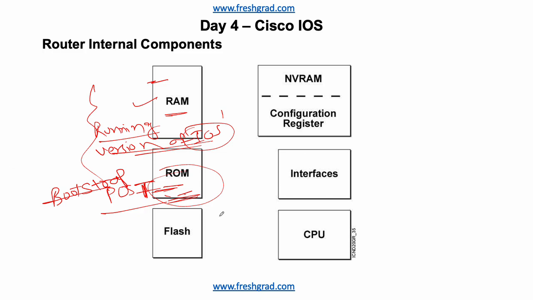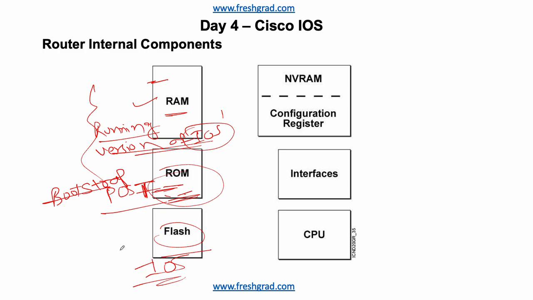And now what is flash memory here? Flash memory is generally used for all the IOS images. So all the IOS images are stored here in the flash memory. It depends on the routers. Modern routers have more flash memory storage capacity. It's like your USB sticks, right?